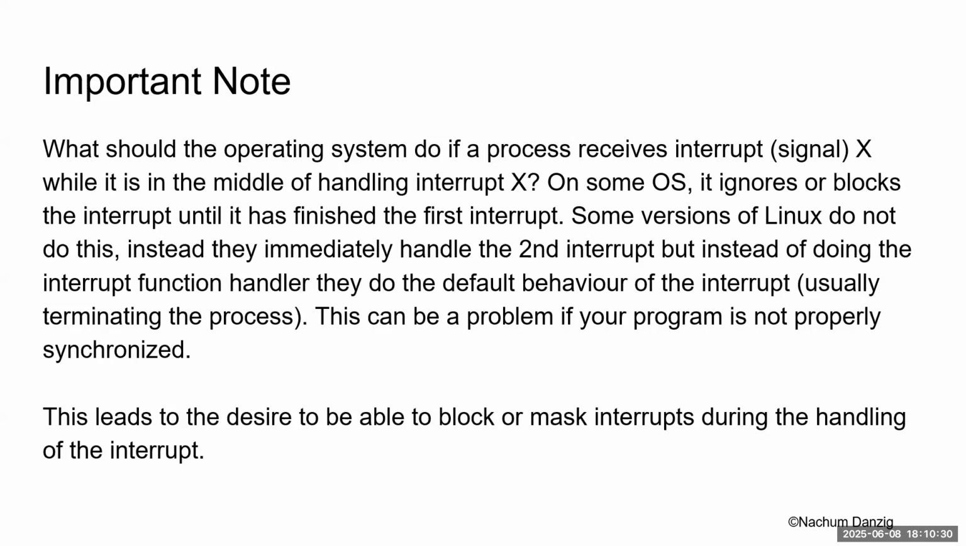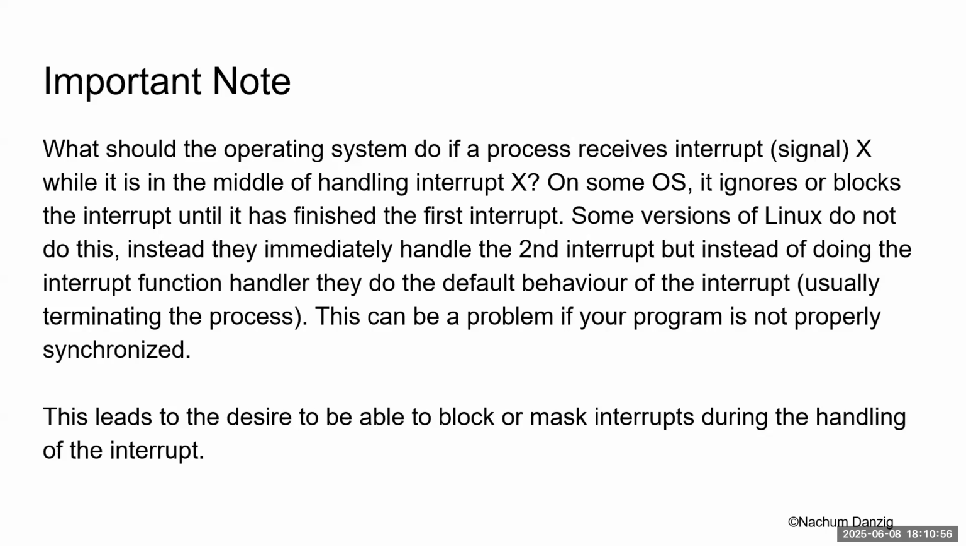Some versions of Linux do not do this. Instead, they immediately handle the second one. But instead of running the interrupt handler function, they do the default behavior of the interrupt. In other words, it's sort of good. If you hit Control C the first time, it'll do the regular handling. But if you do quick ones, then the second one will do the normal behavior and kill it. This can be a problem if your program is not properly synchronous. You might not want that.